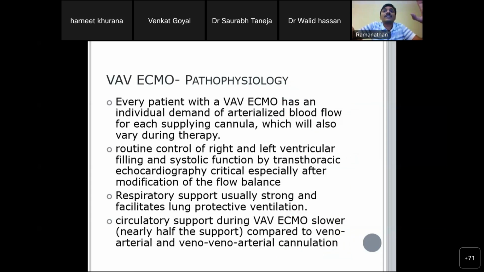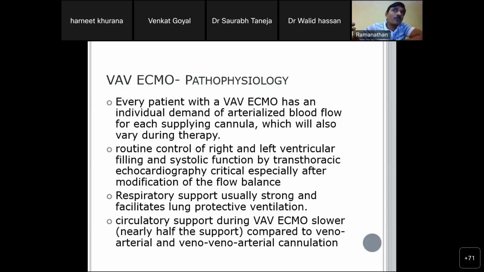So the pathophysiology is quite simple. You can control the right and left ventricular filling separately, as well as regulate flows to the venous side and the arterial side on veno-arteriovenous ECMO. Now, the caveat here is that when you are on a VAV ECMO, the amount of respiratory support is more predominant than circulatory support. So if this patient were to have just VA ECMO for cardiac failure, he would receive lesser cardiac or circulatory support on VAV ECMO. It is sometimes even half the support that he would get from VA ECMO.